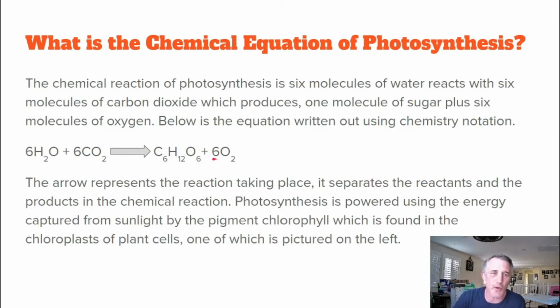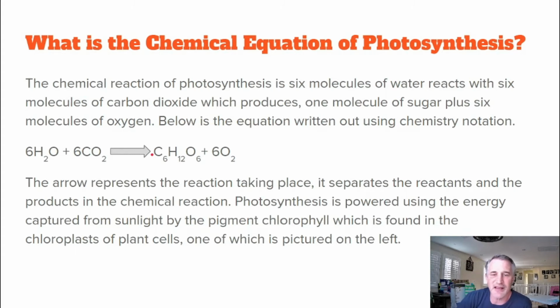So that's the equation. The arrow shows the direction that the reaction is occurring. These are the reactants, and this is what's being produced over on this side. So 2 reactants, 2 products. The arrow represents the reaction taking place and separates the reactants and the products. Photosynthesis is powered by the sun, and sometimes they would even draw another arrow coming in from the sun, showing that the sun's driving this reaction.